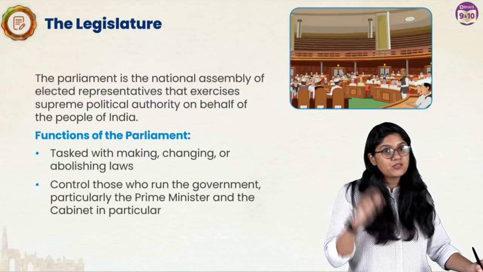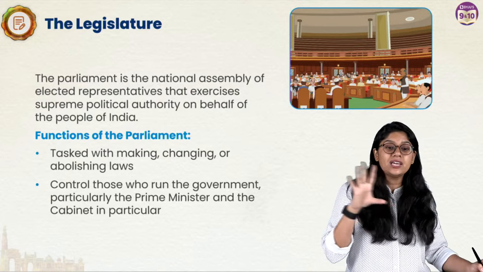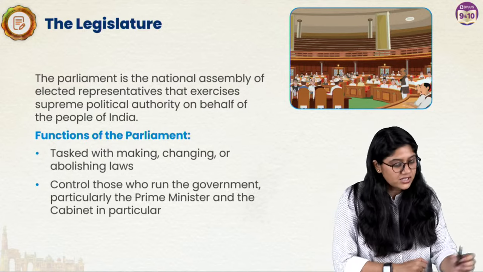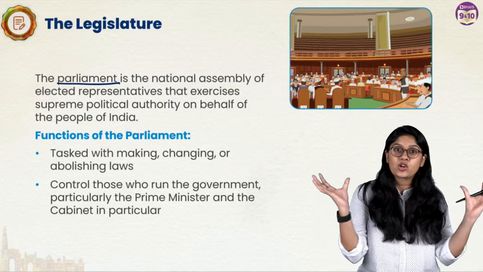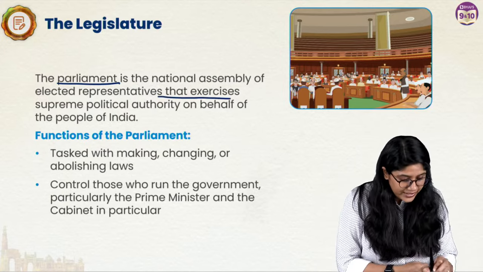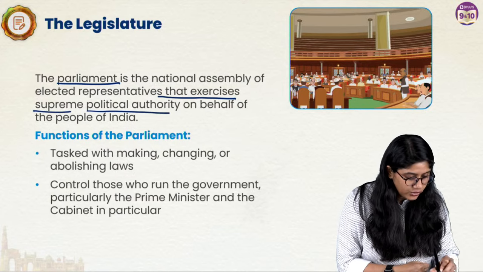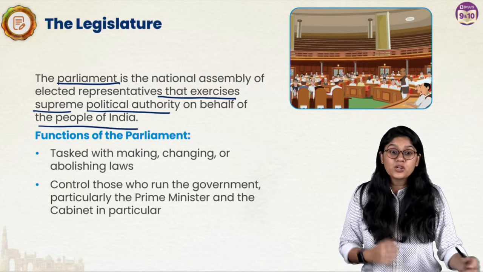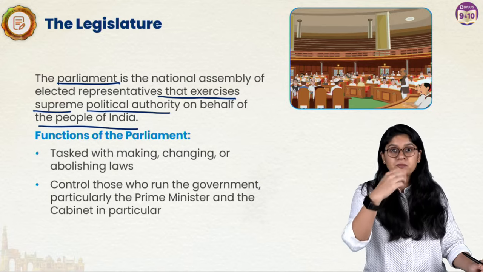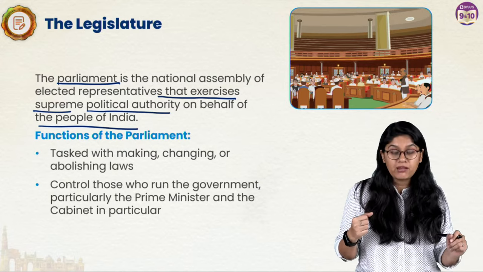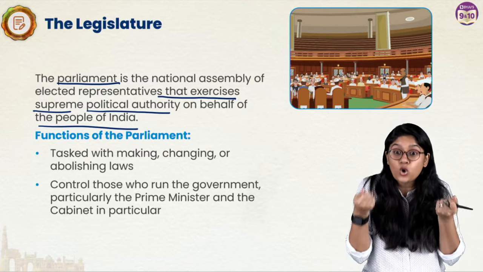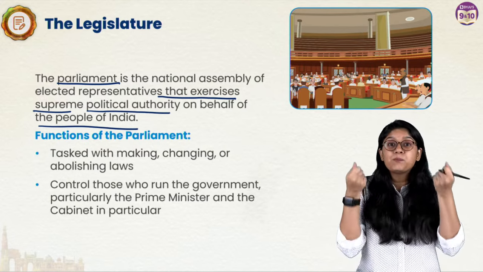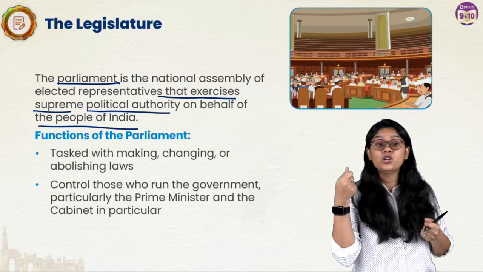And of course, in parliament, we have two houses, Lok Sabha and the Rajya Sabha. So let's take a look, everyone. The parliament is a national assembly of the elected representatives that exercise the supreme political authority on behalf of the people of India. So on our behalf, we have the political leaders in the parliament representing us, and they hold the political authority to make the laws.